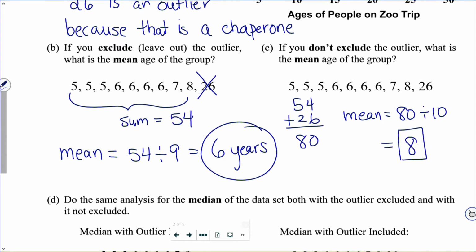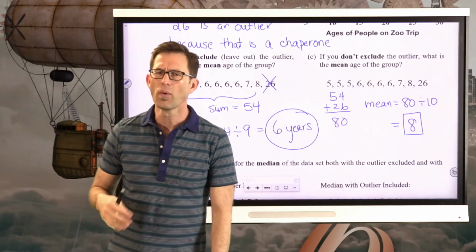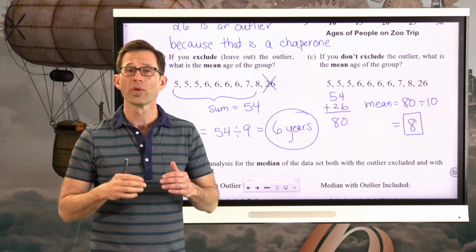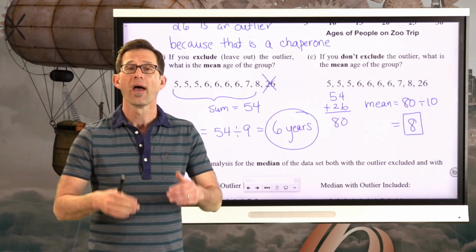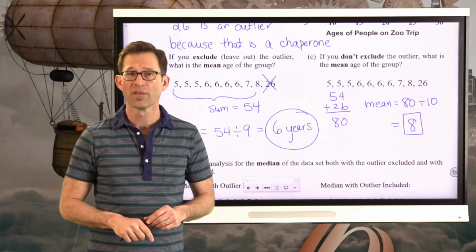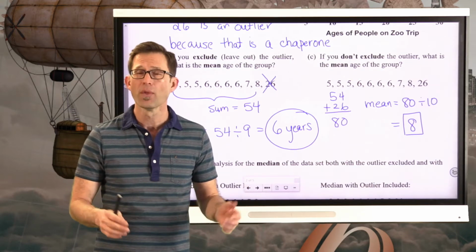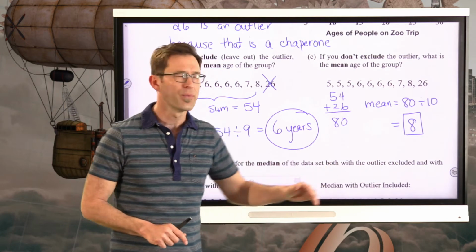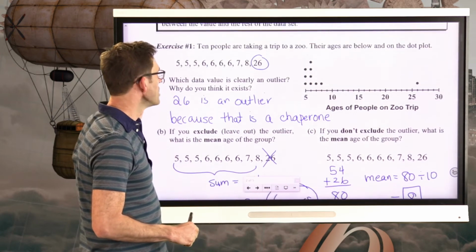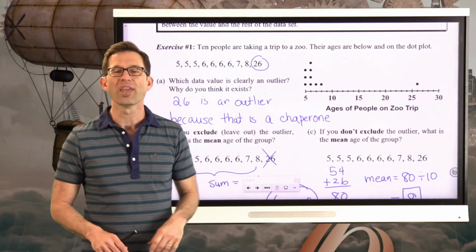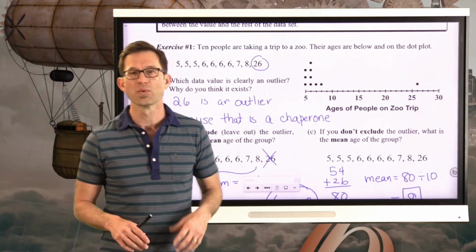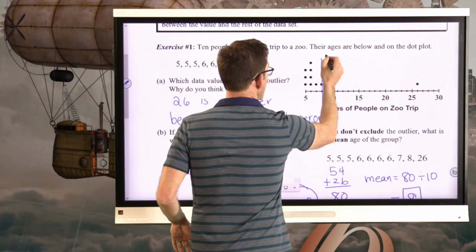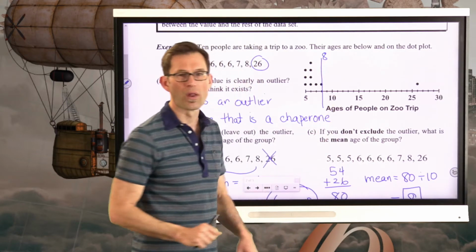Now, before we go on and take a look at the medians, I really want to point out why it would make more sense, if we wanted to really answer the statistical question, how old are the people who went to the zoo on this trip, why we might want to exclude the outlier instead of including it. It would be a little weird looking at this dot plot to say that the average age, the mean age, was 8 years old. Here is 8, there's 8 on the number line.